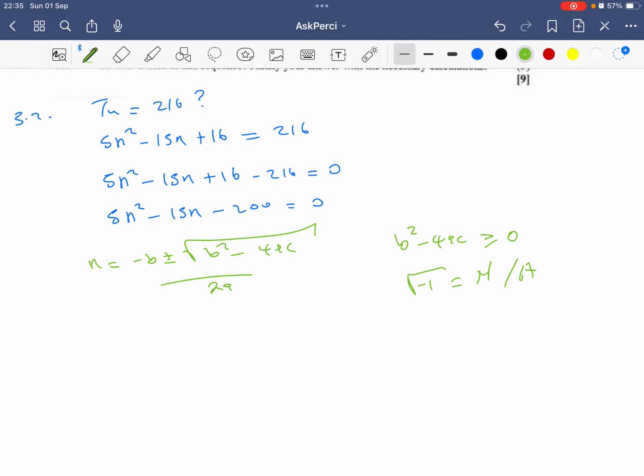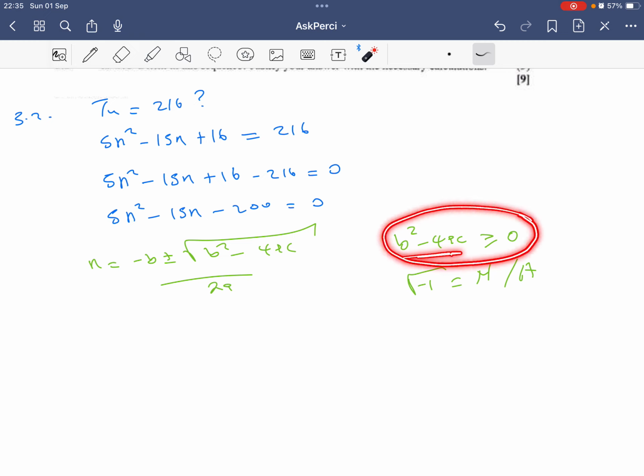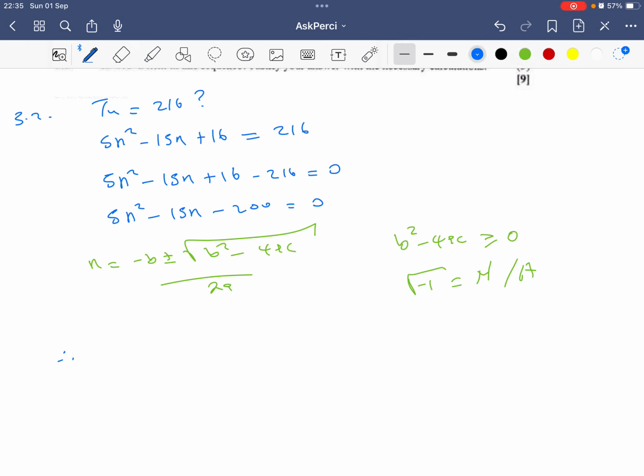So with that information in mind, if we can prove that this is greater than or equal to 0, therefore we can say, okay, cool, we do have a term which is 216. If this is less than 0, therefore we don't have a term. If it's greater than or equal to 0, we do. If it's less than 0, we don't have a term. Okay, so how do we do this? So we know b is -15. So we have -15 squared minus 4 times a, which is 5, times c, which is -200.